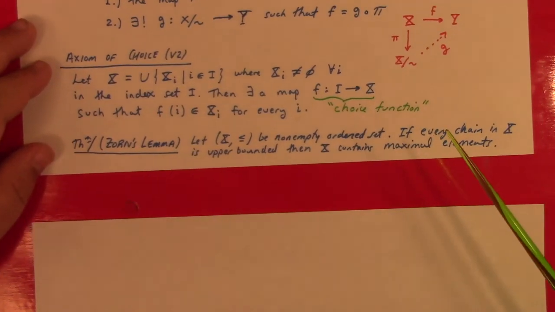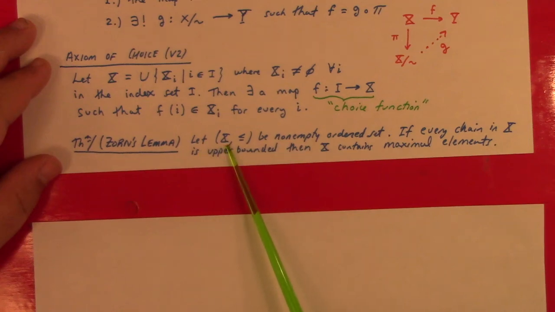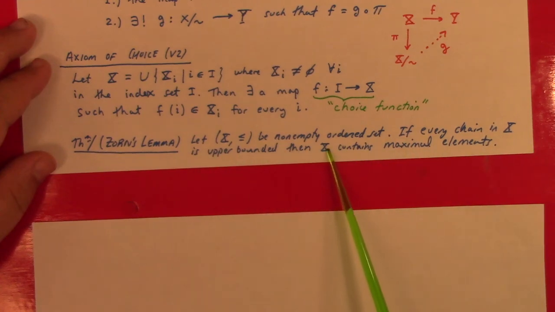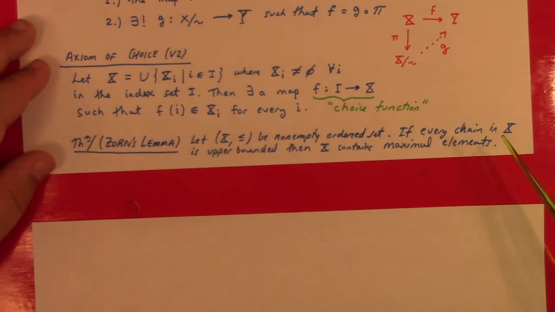And then finally, there's Zorn's lemma. It says let x, with less than or equal to, be a non-empty ordered set. If every chain in x is upper bounded, then x contains maximal elements. So I would encourage you to read that. There will doubtless be something we need to use Zorn's lemma for later.